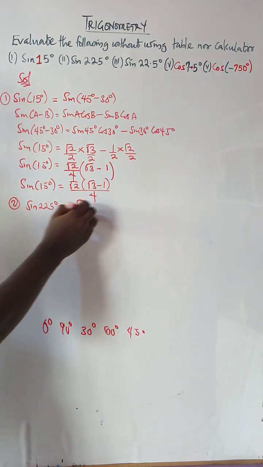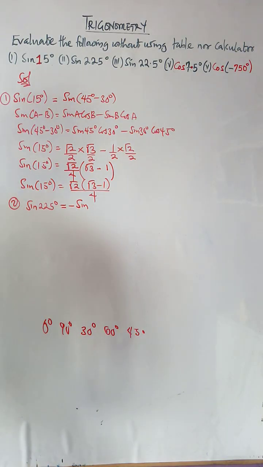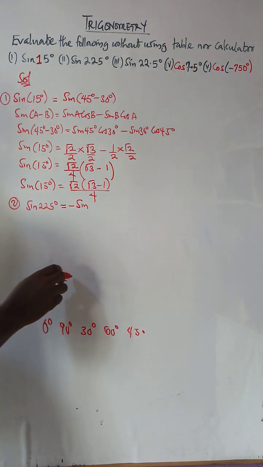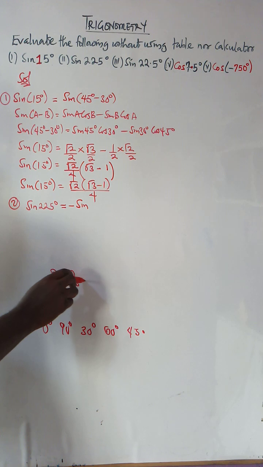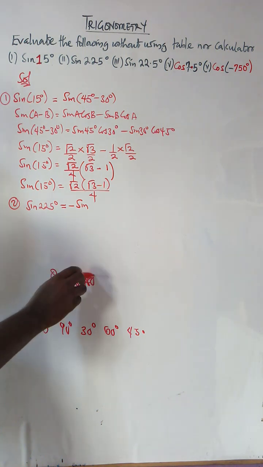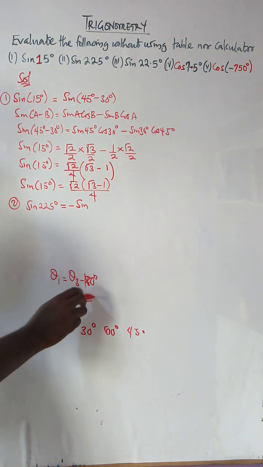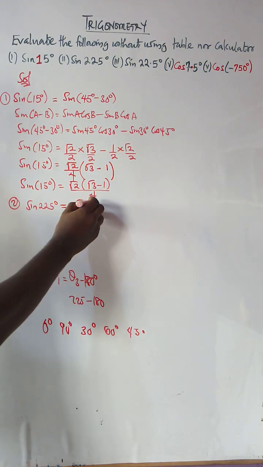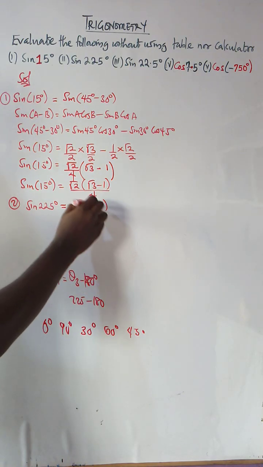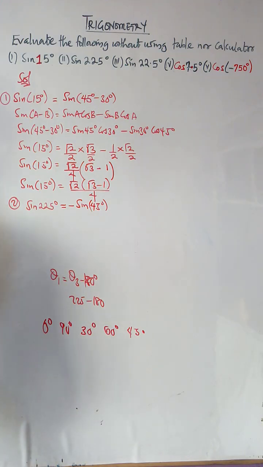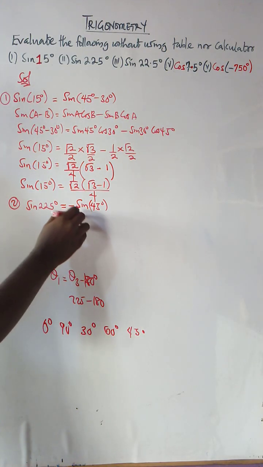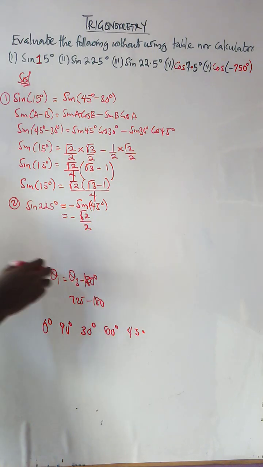So how do we express 225 as an angle in the first quadrant? The formula is to remove 180 from that angle. Angle in first quadrant equals angle in third quadrant minus 180 degrees. So that's 225 minus 180 degrees, and from there we should get 45. So sine 225 equals negative sine 45, and that is negative root 2 over 2. And that is the answer.